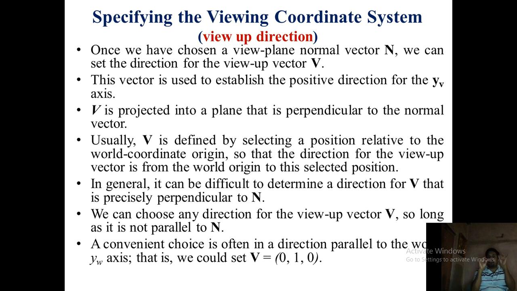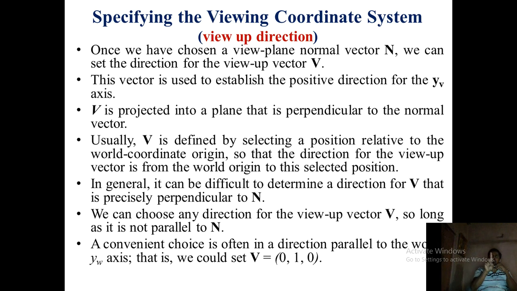Everything is mathematical. If you set that view-up direction along the y direction, then your camera is as it is. But if the view-up direction is slightly away from your y, then definitely you have tilted. Like that, everything is mathematical. Whatever concept, whatever you practically do with the camera, the same has to be done mathematically in OpenGL, right? Once we have chosen a view plane normal vector n, we can set the direction for the view-up vector v. Then you have to set the direction.